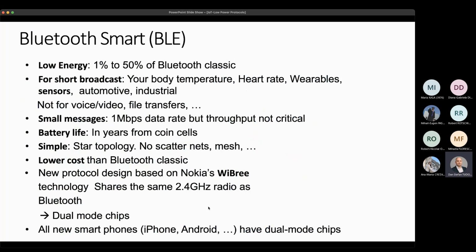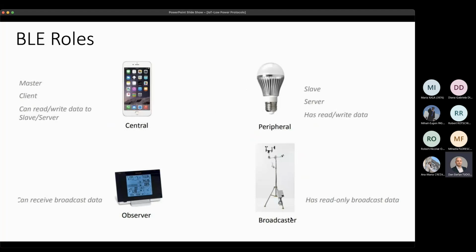And it's designed on an earlier protocol designed by Nokia. All new smartphones, be it iPhones, Androids, and so on, have BLE also as a standard. So as a Bluetooth transceiver, you have a dual mode functionality where you offer Bluetooth Classic and you also offer Bluetooth Low Energy. Now, there are 4 main BLE roles for a device.